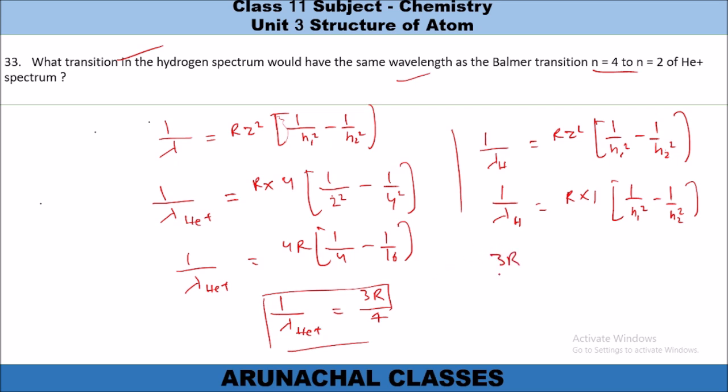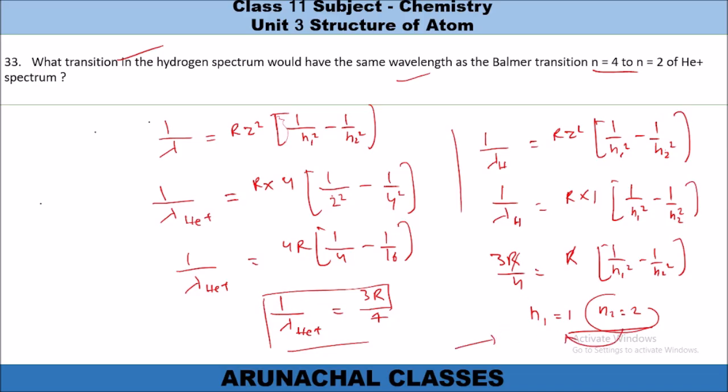So it will be 3R upon 4 equal to R, bracket 1 upon n1 square minus 1 upon n2 square. R and R get cancelled, so it will be now 3 upon 4 equal to 1 upon n1 square minus 1 upon n2 square. So here n1 is equal to 1 and n2 is equal to 2. If these values are taken, we can see the transition will be from n equal to 2 to n equal to 1. So in this way we solve this question.